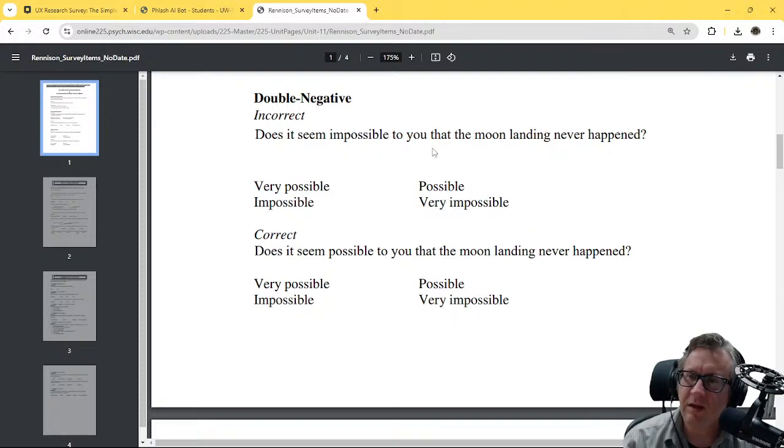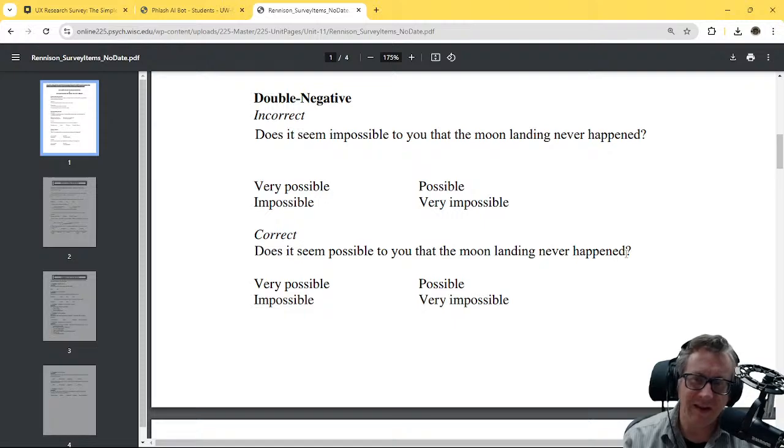Versus, does it seem possible to you that the moon landing never happened? All right, so that is sort of asking, again, you're looking for a subjective opinion here a little bit more. This would be a tricky one because even the subject matter is sort of charged, right? So even asking this question would be tricky because you're automatically priming the respondent to, depending on whether they're into conspiracy theories or not, respond a certain way.